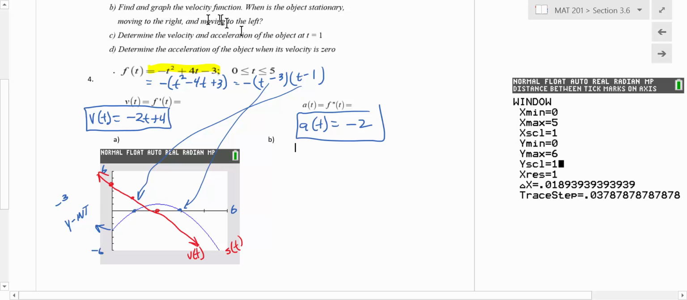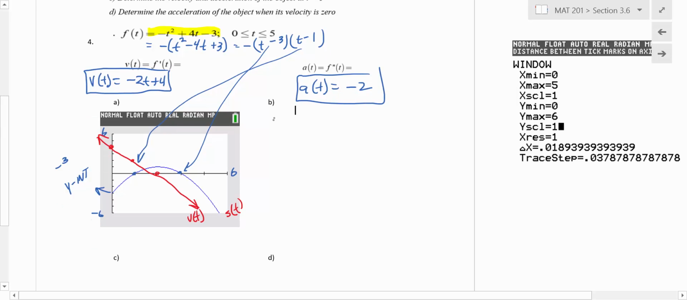So let's see. In part B it says, when is the object stationary? When does it move to the right? When does it move to the left? Okay, so let's write down a couple of things on this. Stationary, we're going to write that down, and when it moves to the left and when it moves to the right, we'll talk about that a little bit. Let me stand up on it. I get tired of sitting down all the time.